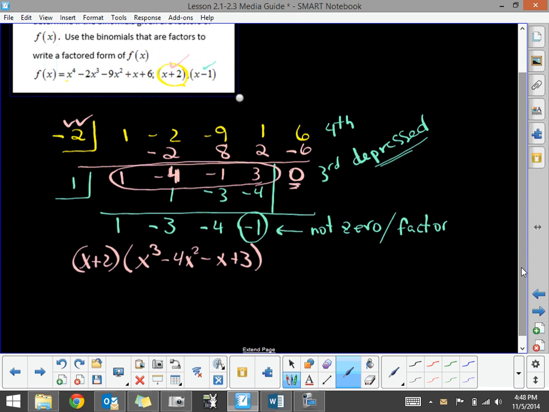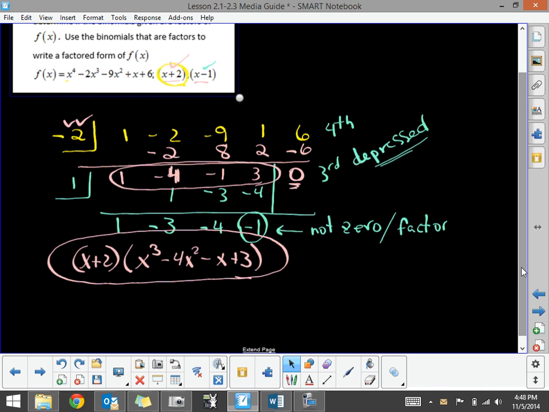And we don't have any other suggestions on what to use for factors, so we're going to assume that this is all that we can use, and that's what's implied in this question. By using the binomials they gave you, see if you can factor it any further, and we were able to, but only one linear factor and a cubic factor.